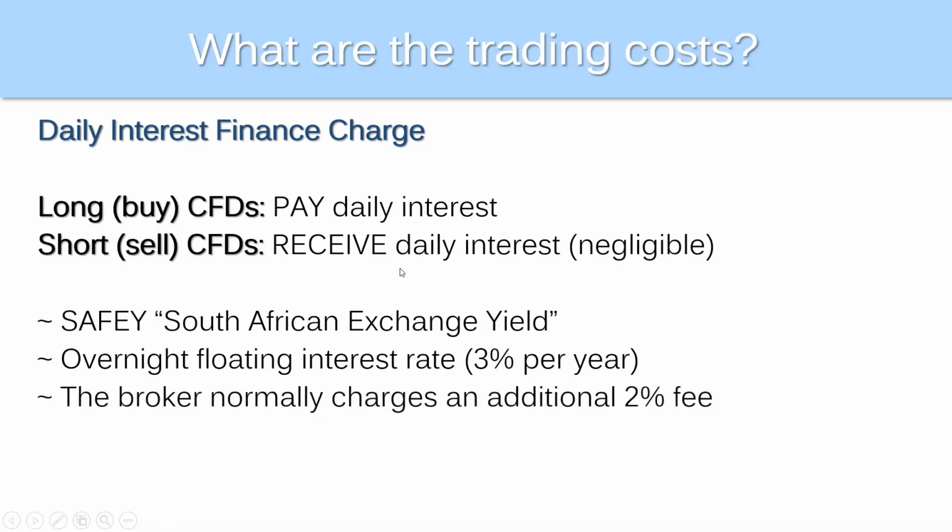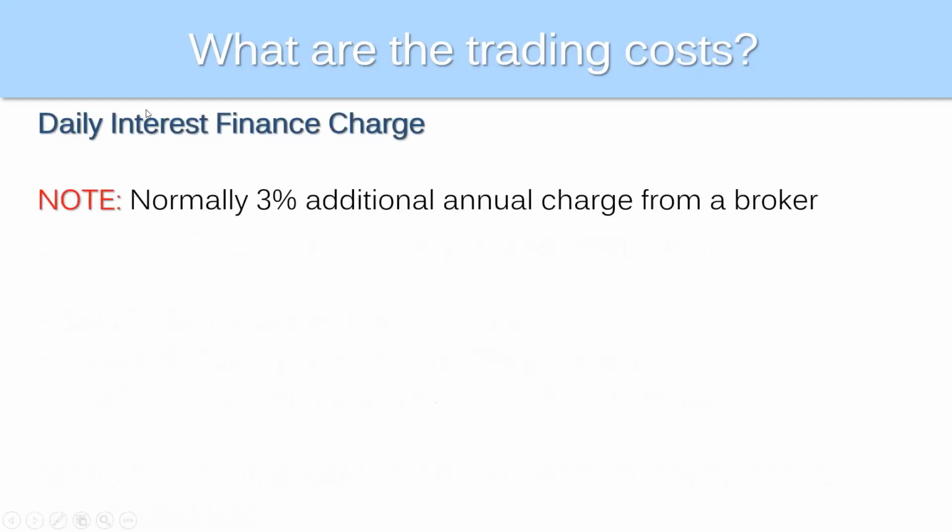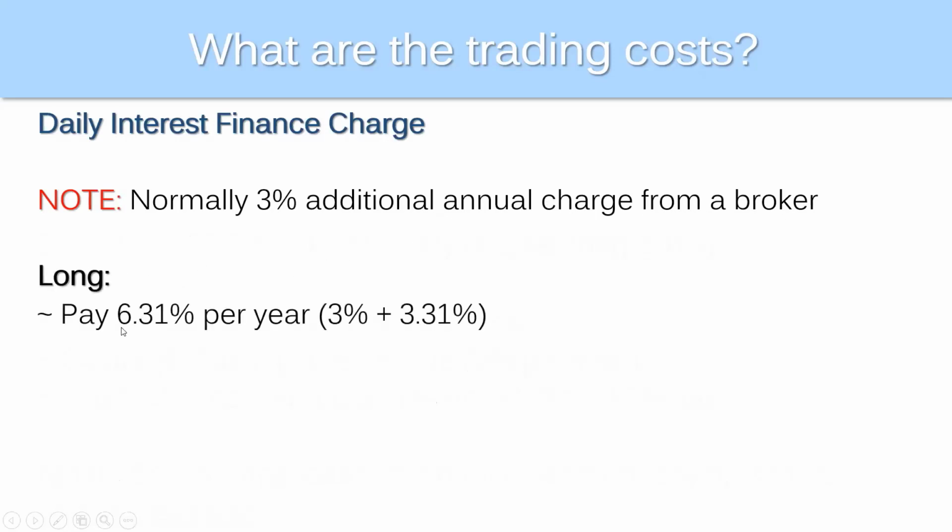The broker also normally charges an additional 2% fee. Okay? So normally 3% is the additional annual charge from a broker. So we'll go long and we'll take that 3% that the broker's charging you, plus the 3.31%, which is the interest rate, which means that if you are holding a CFD position, you will pay 6.31% per year.